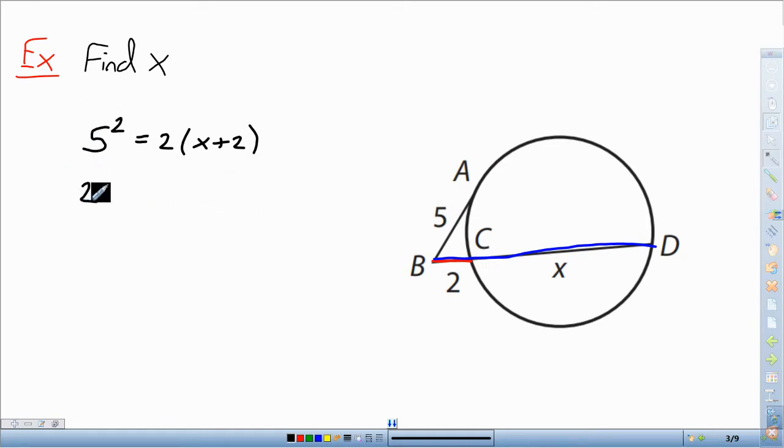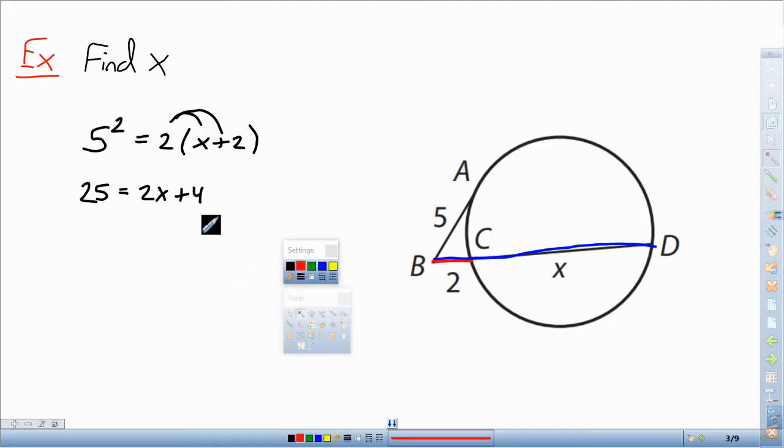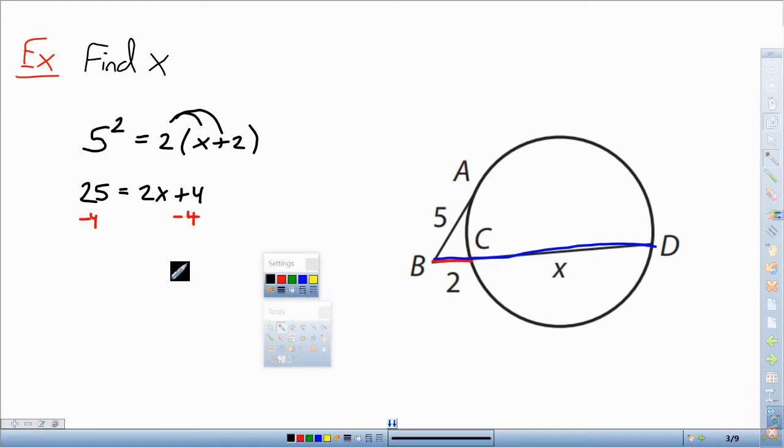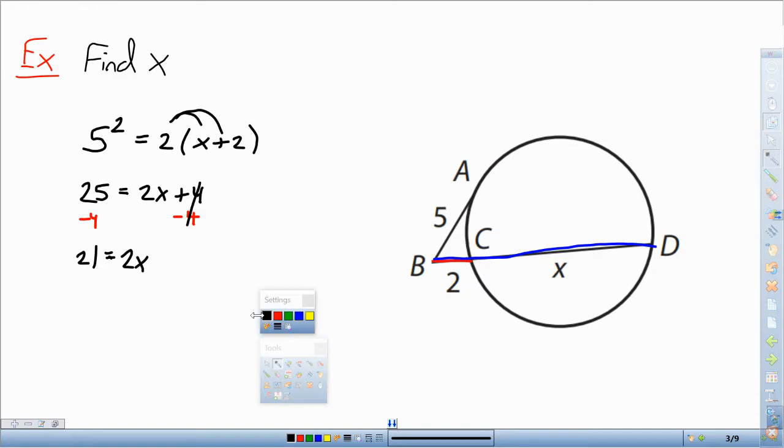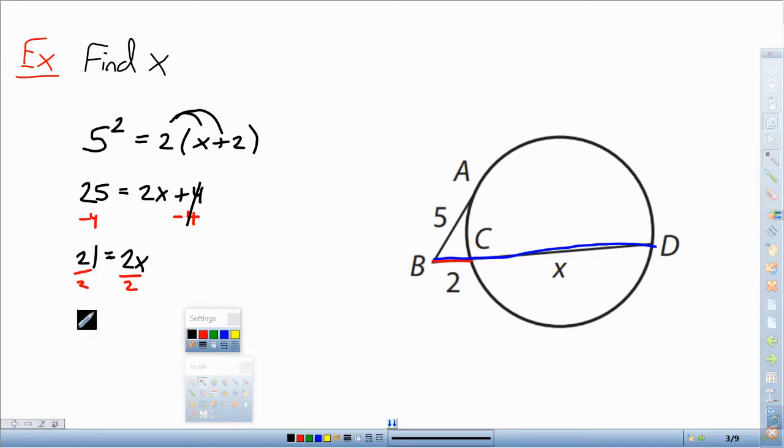So 5 squared is 25. Distribute the 2. Looks like we're getting a 2x plus 4. And now subtract 4 and divide by 2. Okay, so this was a fairly straightforward, quick problem. And when you go to do these, they often or sometimes will be this quick. Here's what I noticed: when I divide 21 by 2, I'm not getting a clean number. But that's okay. That potentially could happen. When we divide by 2, I'm going to get a 10.5. So I'm going to flip it around. X equals 10.5.